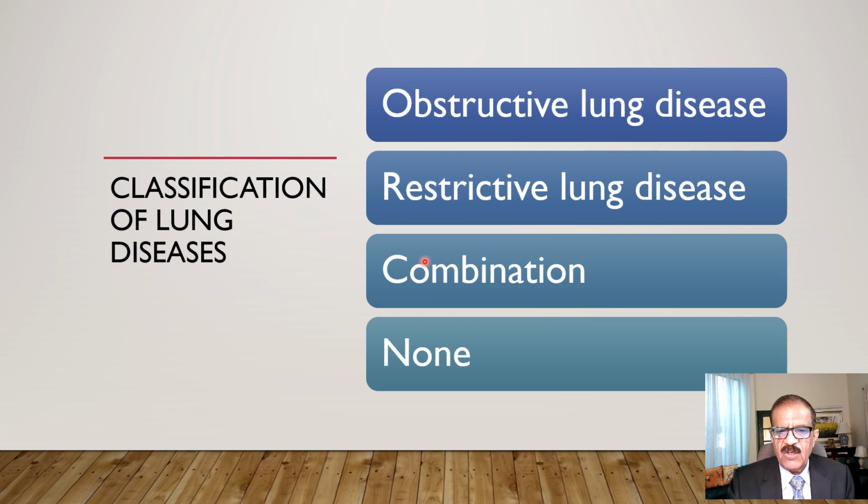Now, classification of lung diseases. Based on the pathophysiology and also based on pulmonary function tests, lung diseases can be classified into 3 or 4 groups. One is obstructive lung disease. The other is restrictive lung disease. And then we have combination. There are many lung diseases where there is element of obstruction as well as restriction. And then of course there may be an advanced lung disease, but there is neither obstruction nor restriction. So pulmonary function tests are useful in this situation.